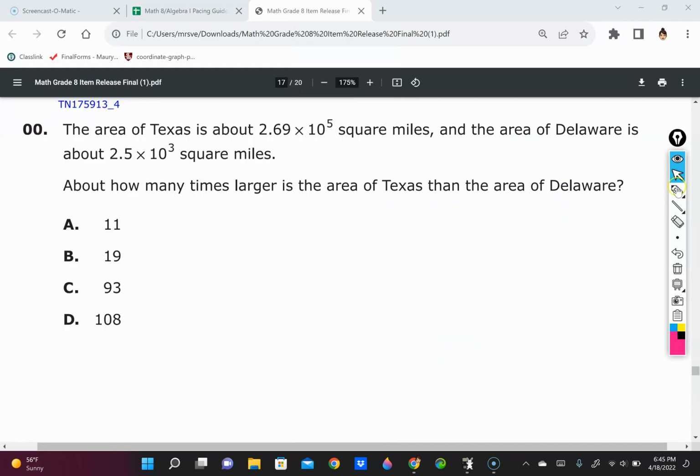The area of Texas is about 2.69 times 10 to the 5th square miles. The area of Delaware is about 2.5 times 10 to the 3rd square miles. How many times larger is the area of Texas than the area of Delaware? So we're going to divide these scientific notation numbers. Now you can easily put this in your calculator, but I have a strange feeling that this question would be on the non-calculator section. So we're going to do it without a calculator. Remember that when you have the same base and they're stacked, you can subtract those exponents. So 5 take away 3 is going to give me 2. Then we're going to divide our coefficients. So we're going to do this by hand.